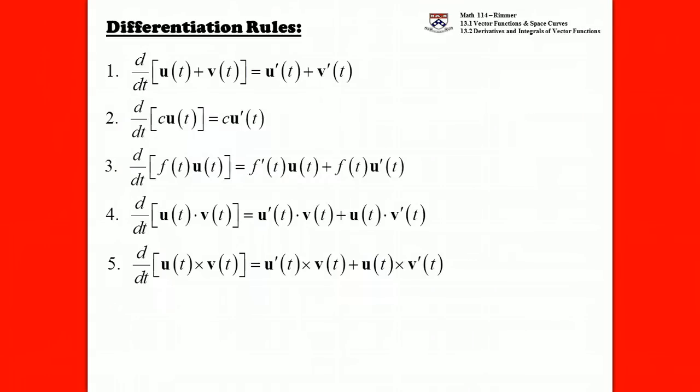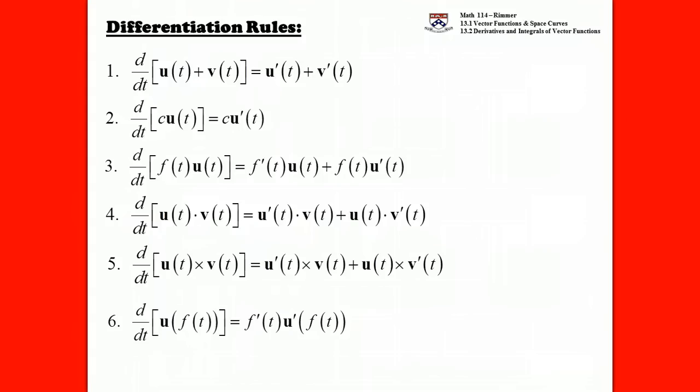So 3, 4, and 5 are all product rule, just different types of product: scalar function times a vector function, dot product between two vector functions, and cross product between two vector functions. Okay. And we can use these to help us prove certain properties about these functions.